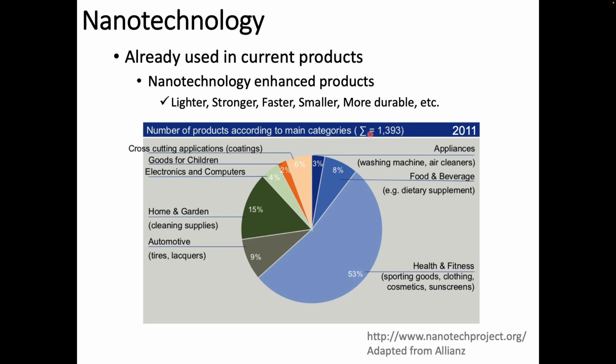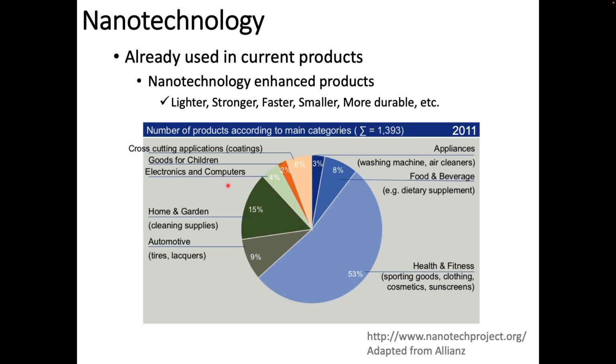So if you look at the number of products according to several main categories, most of them are actually allocated to health and fitness. Okay, so this includes sporting goods, clothing, cosmetics, and sunscreen. And if we go from right to left, some are automotive related, including tires and lacquers, and home and garden, cleaning supplies, and electronics and computers.